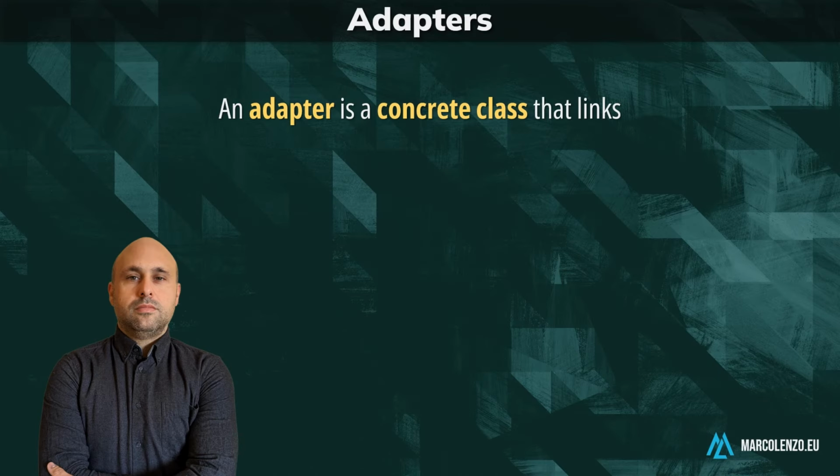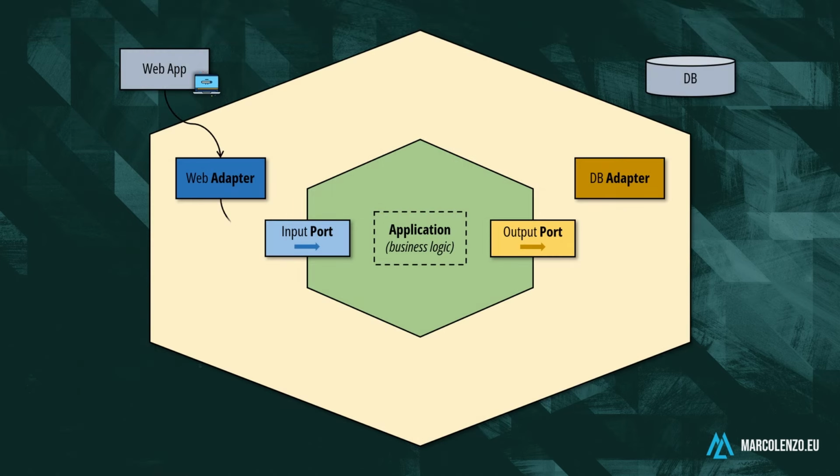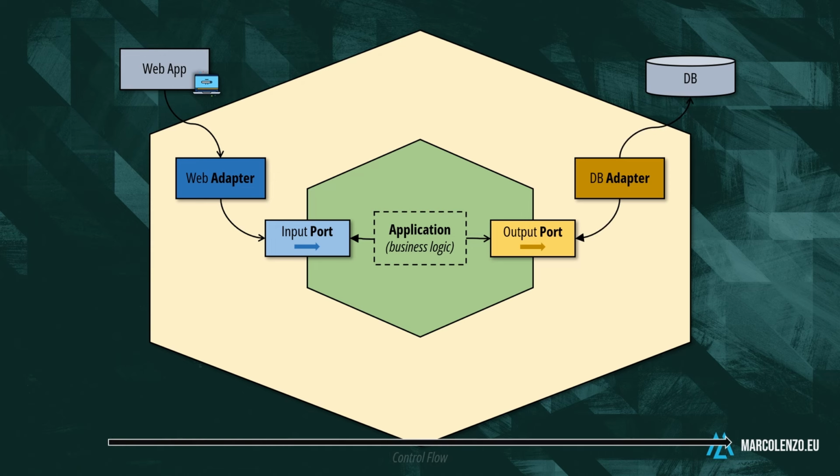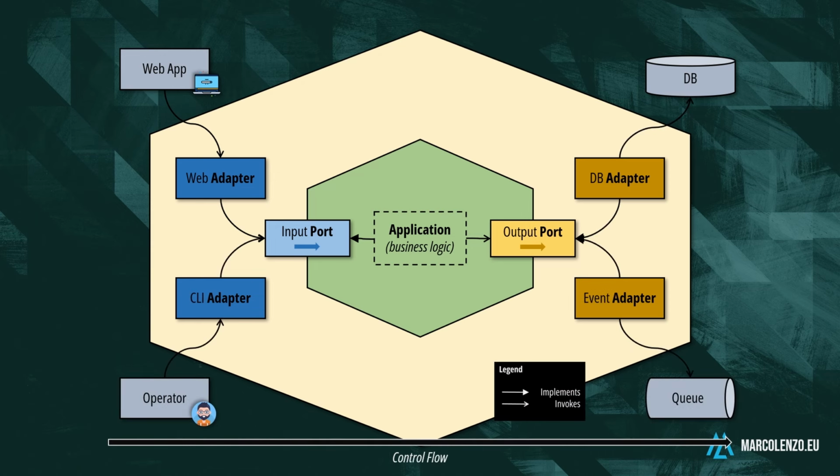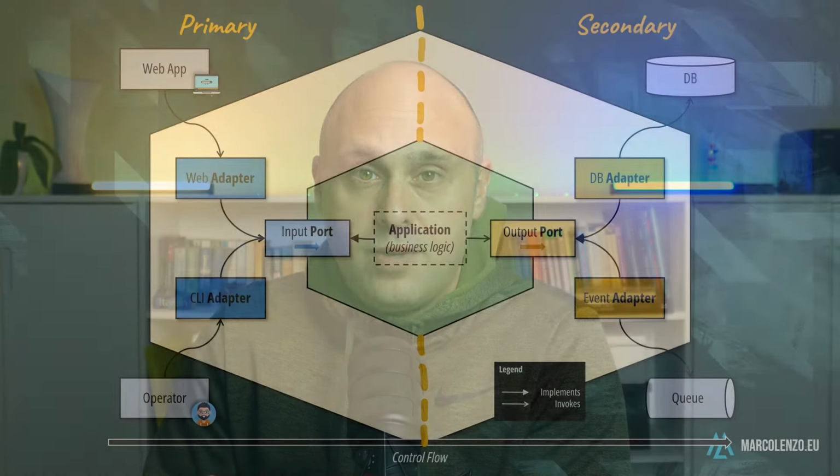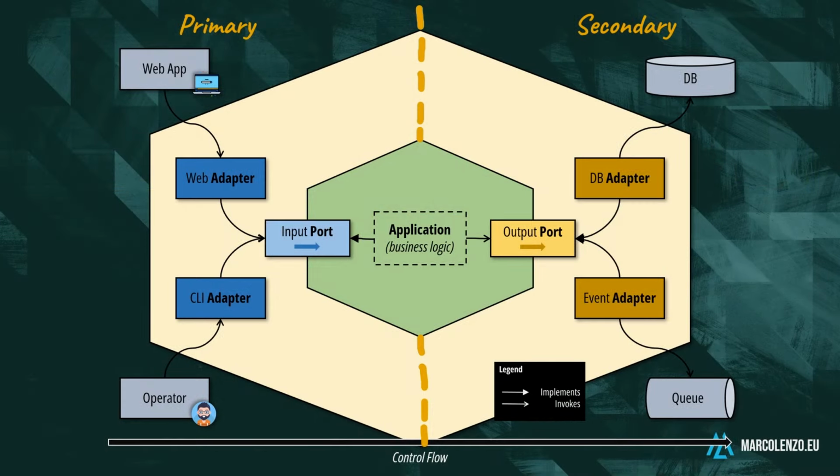An adapter is a concrete class that links a port with an external actor. For each port, we can have multiple adapters. This is how we support multiple external actors with the same core business logic. We classify ports and adapters as primary or secondary, based on the direction of information flow. This is important because it defines whether the port is implemented in the application's core or outside it.